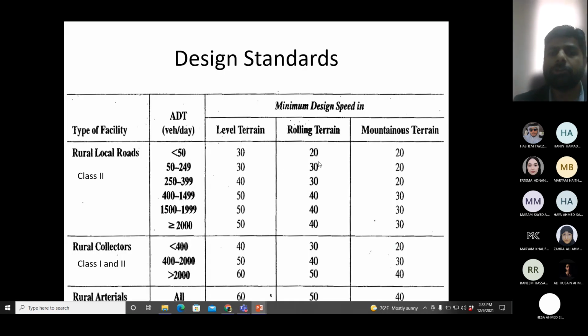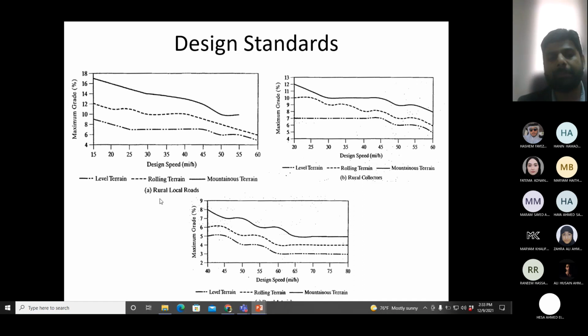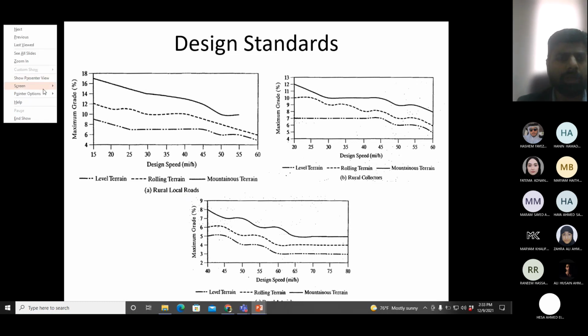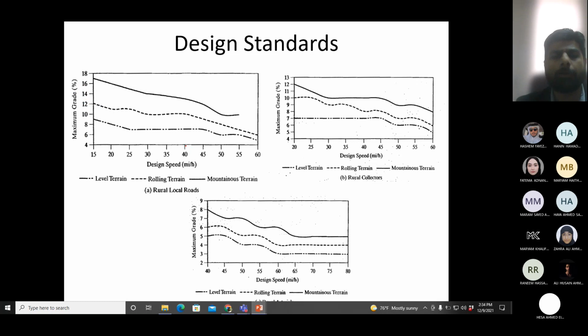This table shows you the design speeds according to the type of terrain and traffic volume. If you know the type of facility, the traffic volume, and the terrain, you can decide the design speed from this table. And depending upon the type of road, the design speed, and the terrain, you can decide the gradient as well. For example, you're designing a rural local road, which can be a class 2 2-lane highway, and you want to provide a speed of 40 miles per hour, and your terrain is mountainous. Then you go to the mountainous terrain curve, and you select the gradient from here.